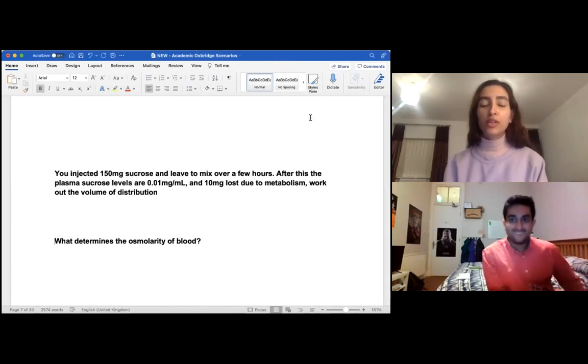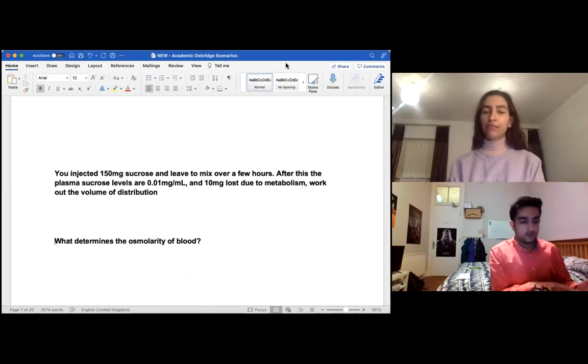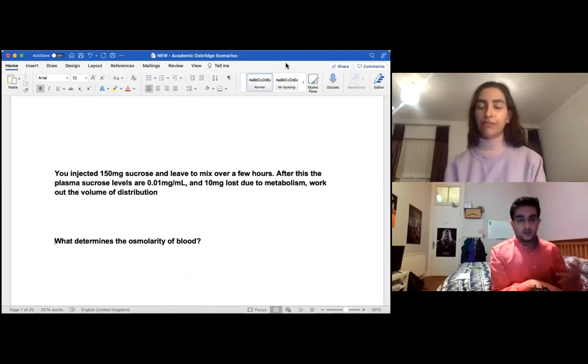So, what determines the osmolarity of blood? Osmolarity is sort of the amount of fluid relative to the amount of solute. Basically the amount of fluid will be how much water there is, also determined by ion concentrations and all the other things that are present in blood as solutes, like glucose, ions, phosphate, calcium, urea, all those things.